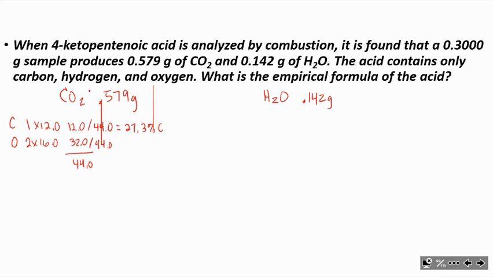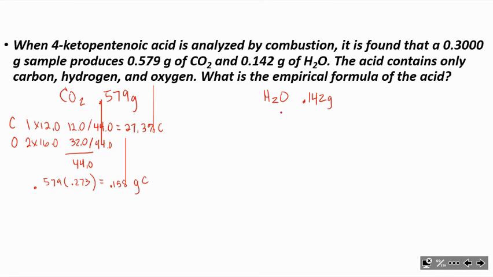So if I take this mass here, 0.579, and I multiply that by 0.273, that's going to tell me my grams of carbon. And when I do that, I end up with 0.158 grams of carbon.